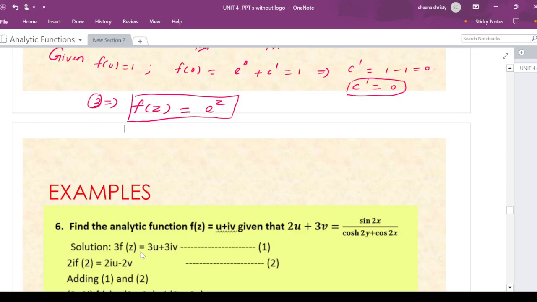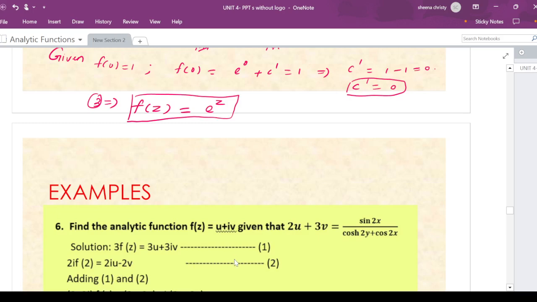Here, how to do this problem? We first have to identify whether this 2u + 3v comes under the real part or the imaginary part. So, for that, we take 3 times f(z) = 3u + i·3v. Then multiply this f(z) with 2i. You will get 2i f(z) = 2iu - 2v, since i squared is minus 1. Now call this equation 1 and this equation 2.